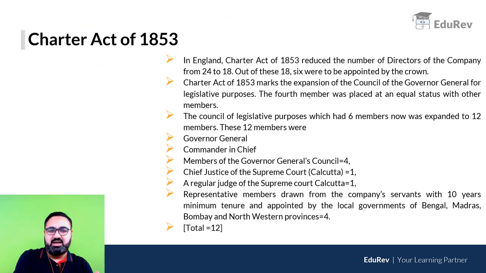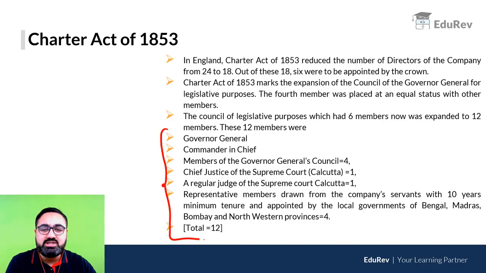Then there was a Legislative Council. The Legislative Council was for making laws, like the Parliament. The Executive Council was like the ministers that we have. So the Executive Council had 4 full-time members. The Legislative Council was different. It had 12 members that made laws. Now these 12 members may be difficult for you to remember. I won't say that you have to remember how all the 12 members were formed, but remember that in the 1853 Act, the Legislative Council had 12 members.